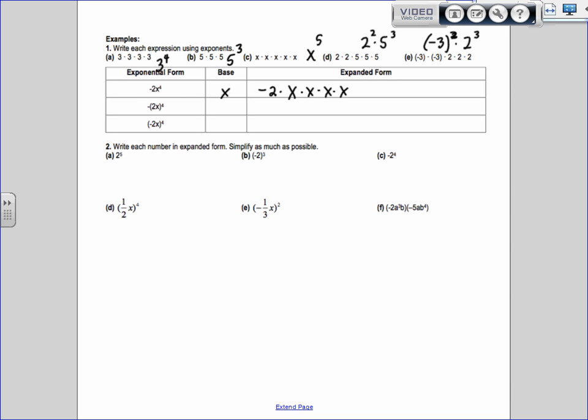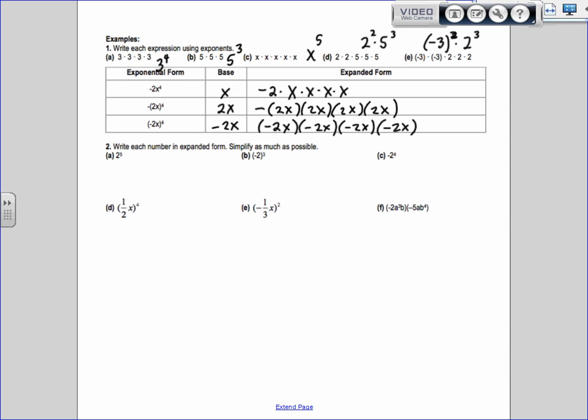Now that's different than this next one. This one has a base of 2x. So it's like a negative is out front, or you could put negative 1 if you really want to. And then you have 2x times 2x times 2x times 2x. And then the last one is negative 2x all raised to the fourth. So now the base is negative 2x. So now the negative is being raised to the fourth as well. So it's negative 2x times negative 2x times negative 2x times negative 2x.